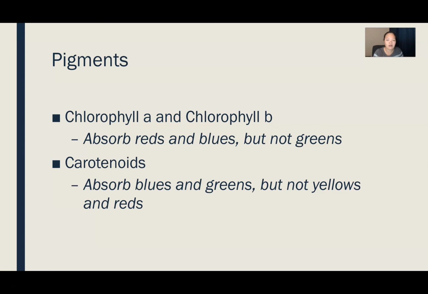We have chlorophyll A and chlorophyll B. Chlorophyll A and B cannot absorb green. They will absorb any color except green. Carotenoids, though, absorb everything except the yellows and the reds.